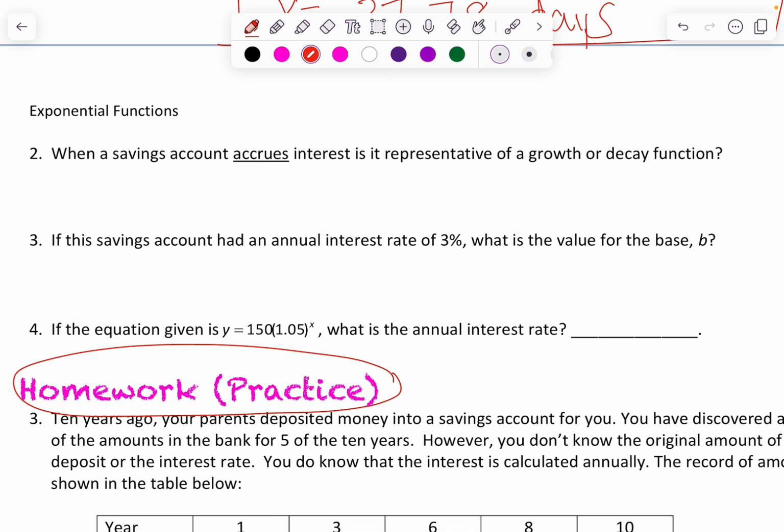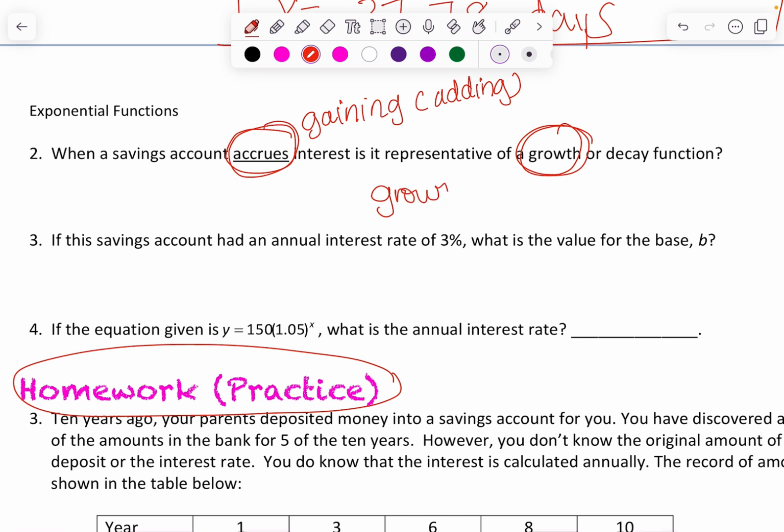Okay, when a savings account accrues interest, is it representing a growth or a decay problem? So the question is, what does accrues mean? Well, accrues means you're gaining. So I'm going to write gaining. You're adding. You're adding interest to your account, to your function, to your savings. So you're adding money. So this is going to be growth. So if you see that word accrues, that means growth.